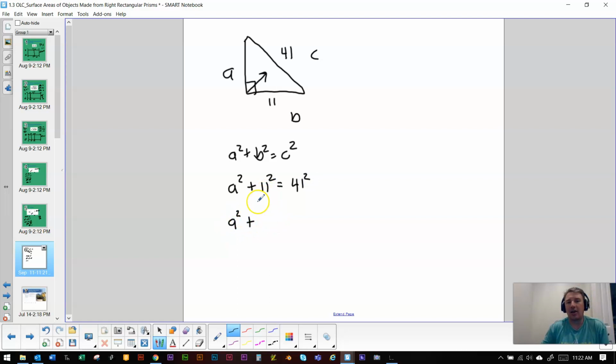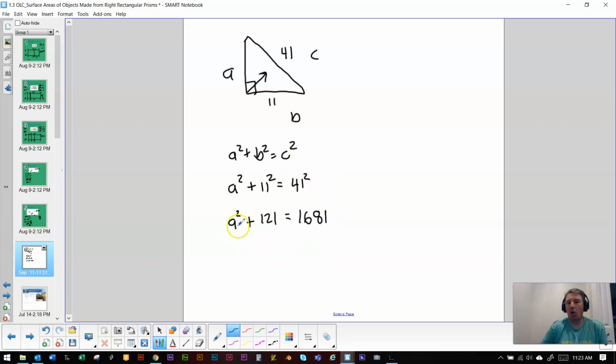A squared, we don't know what it is, so we got to leave it. 11 squared, I know from my chart, is 121. And I have no idea what 41 squared is, so I'm just going to type it into my calculator and find out that it is 1,681. Oof, I did pick a big number. Sorry about that. Big number for C. It's okay. We're using our calculator for this one.